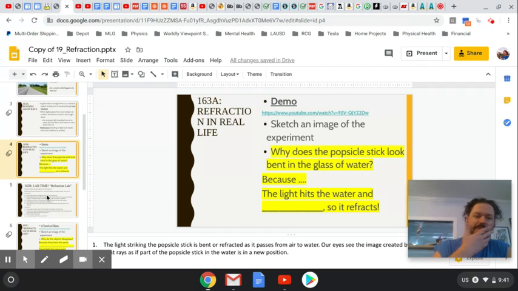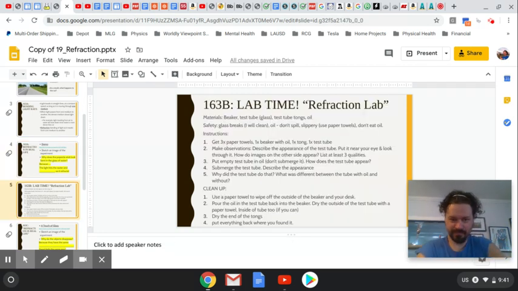All right, so this is where we would do our hands-on part. Materials you would use: beaker, test tube tongs, and some oil. So let's get those.